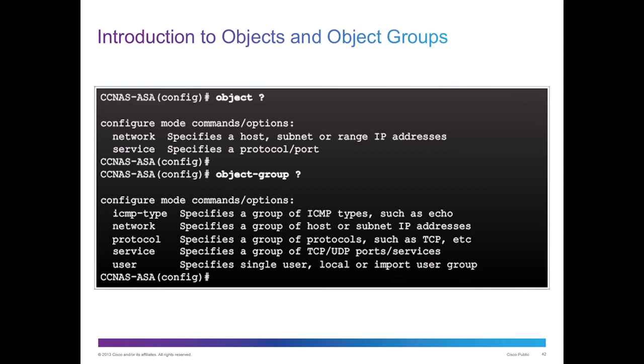So the command to create an object, all you have to do is type object-group, and there's all your different types of objects that are available for you. So a network object specifies a group or a host or a subnet of addresses. A service object specifies a group of TCP or UDP ports and services. We'll see that, and you'll see how easy it is to use objects. It makes the configuration much simpler.